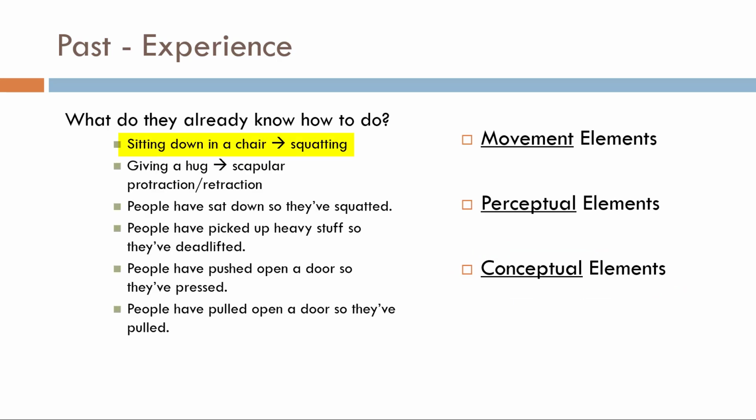But people already sit down, so they already know kind of how to squat. They know how to give a hug, so they know how to do scapular protraction and retraction. You know, people have lifted heavy stuff off the ground, so they've already deadlifted. People have pulled open a door, so they've already pulled or done a row. So now it's up to you to get creative and figure out how you connect any of these, the movement, the perception, the concept, with your client, maybe all three, right? And this kind of makes up the basis of the analogies and the verbal cues that you're going to use.